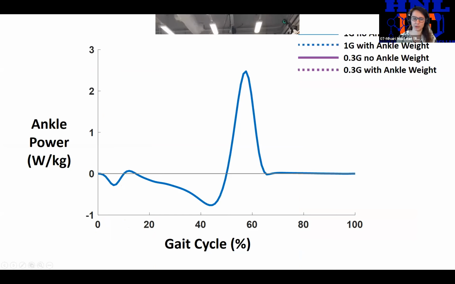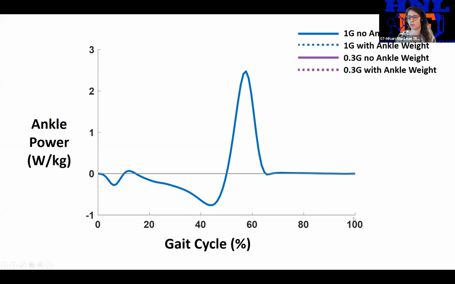So onto the results. On the x-axis here is right heel strike to right heel strike, so an entire gait cycle. And on the y-axis is that ankle plantar flexor power. So shown in blue right now is normal walking, so normal gravity without the ankle weight. The dashed line shows what happens when you add ankle weight. So there's a small increase in that peak plantar flexor push-off power when you add the ankle weights.